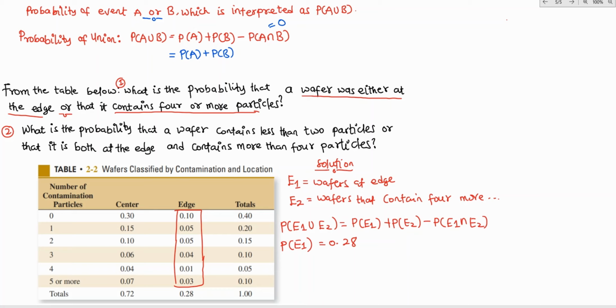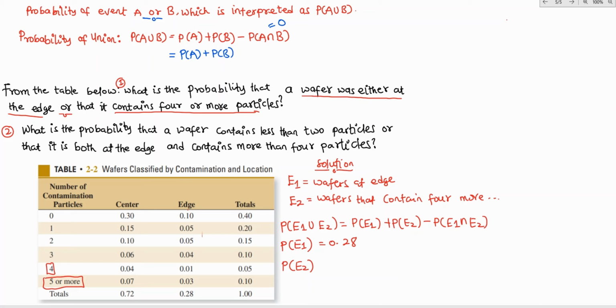to be equal to 0.28. Okay, and then we have to find the probability of E2 also, right? E2 is the probability that a wafer contains four or more particles. So let's look at that. To find the probability that a wafer contains four or more particles, you are going to start from four, because you're looking at four or more particles. You're going to look at four up to five or more. Okay, so you are going to consider these two.